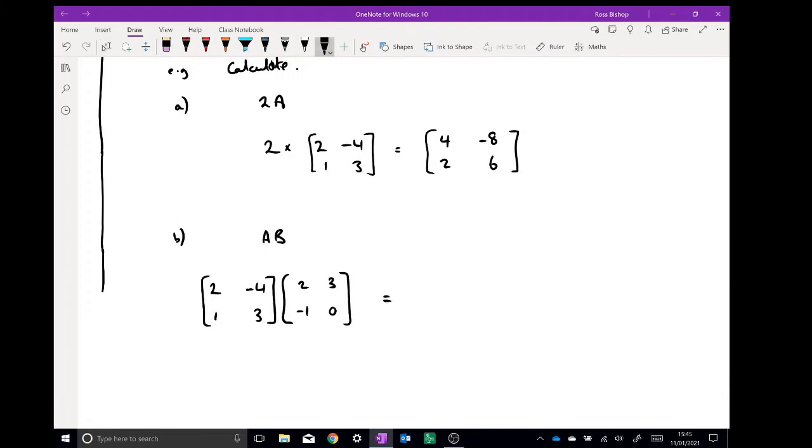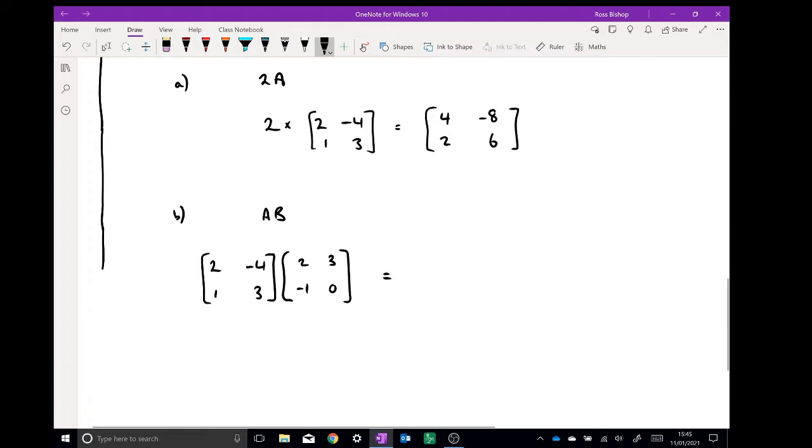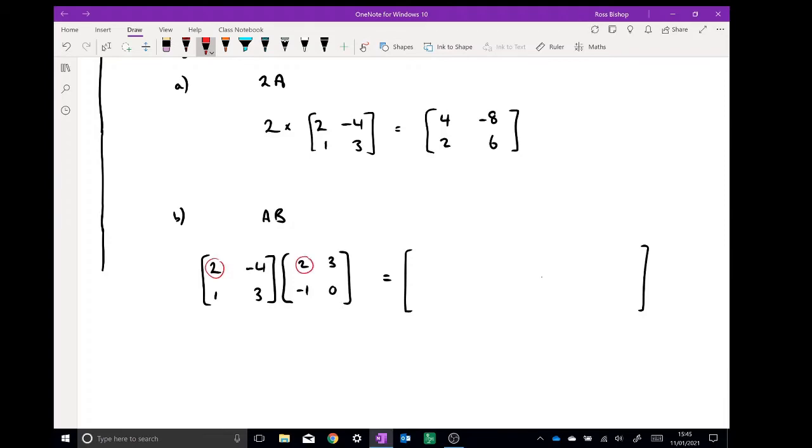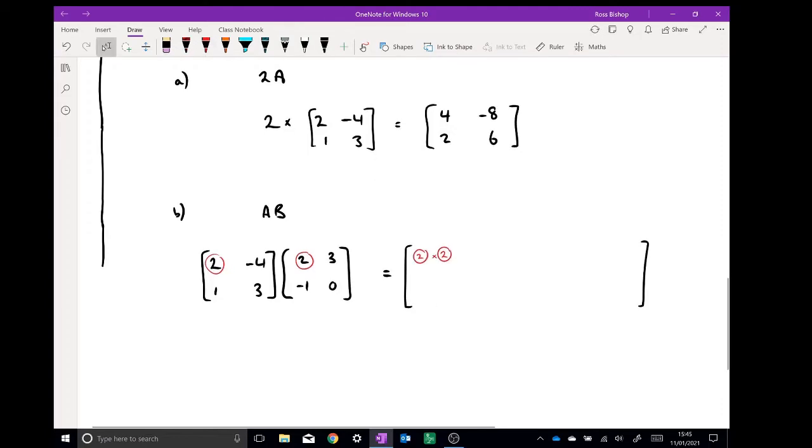And what I do here is I multiply the row by the column. Okay? So row by the column. So what I mean by that, and I'm going to give myself a fair bit of space, I'm going to do some practice on this as well. It is 2 times 2, so it's top left times top left. So it's 2 times 2, add minus 4 times minus 1. So you go along the first row, multiply it by along down the first column, okay? So that is my first one there.